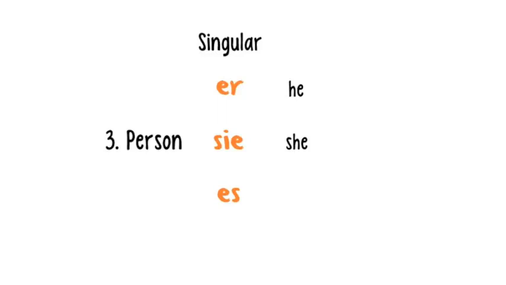Now let's have a look at the third person. In the third person we have the word er, which means he, sie, which is equivalent to she, and es, which means it. Er, sie, es.